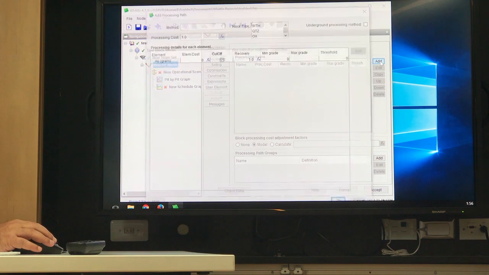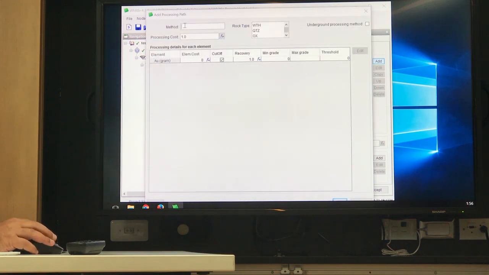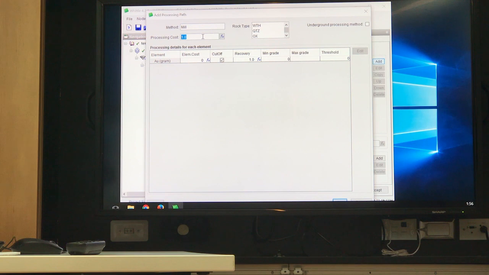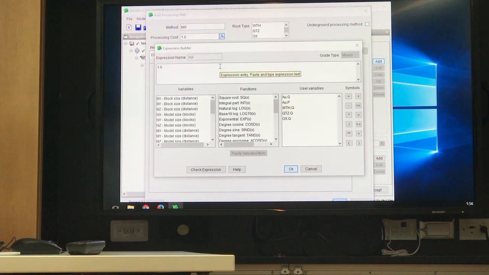You click on add, and then it's going to ask you what kind of processing method you have. Let's assume it's a mill, okay? It could be a heap leach, or any kind of processing method. Then it's going to ask you for the processing cost. For the processing cost, you could put a single number, or again, it could be a function. How could it be a function?